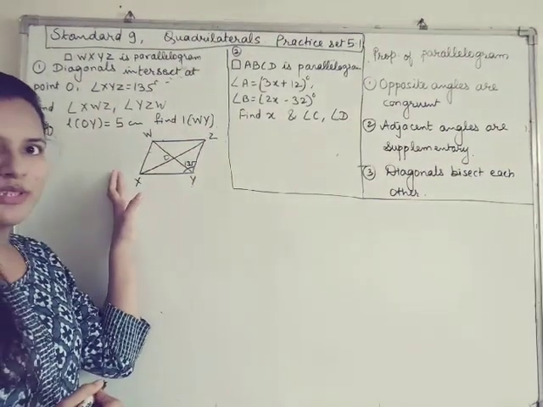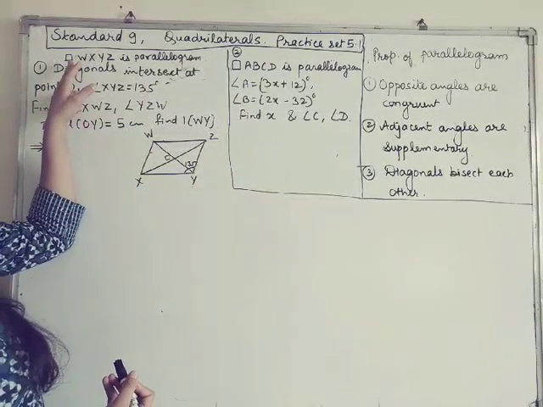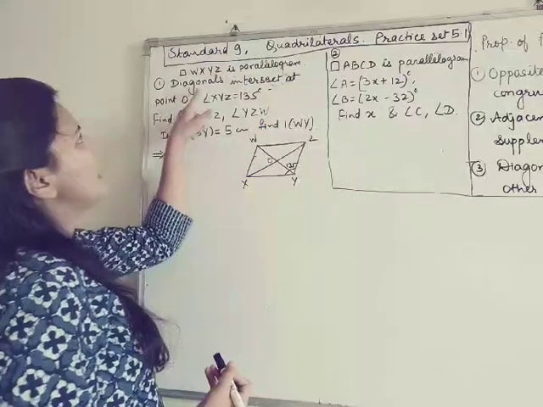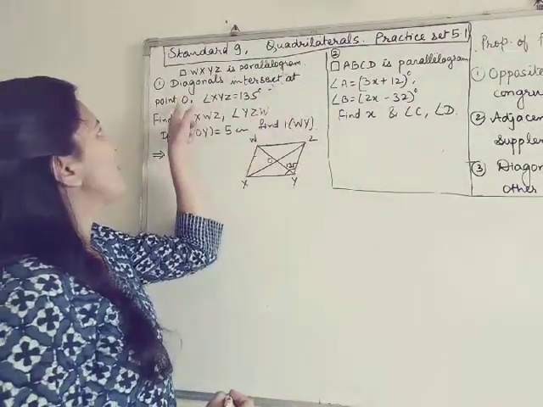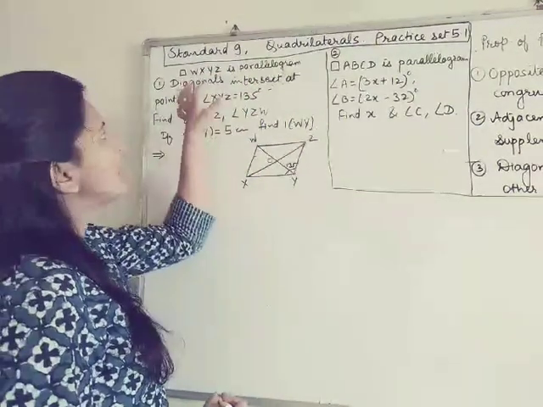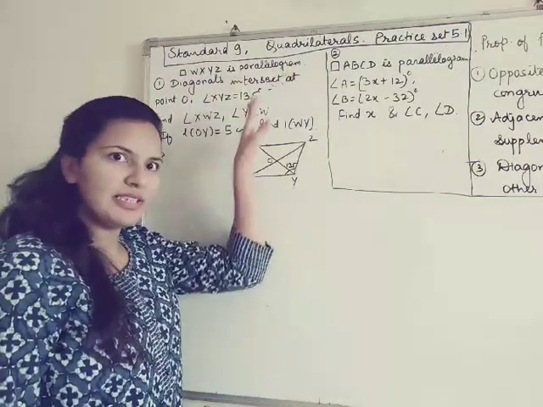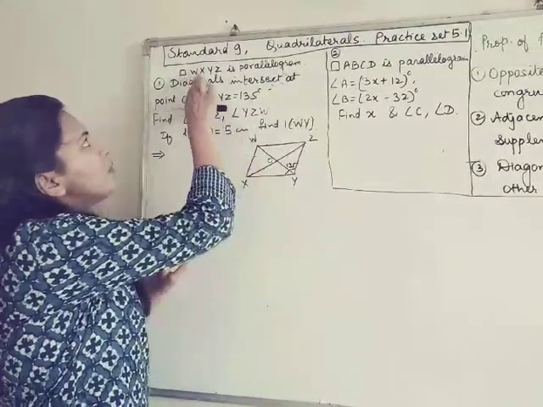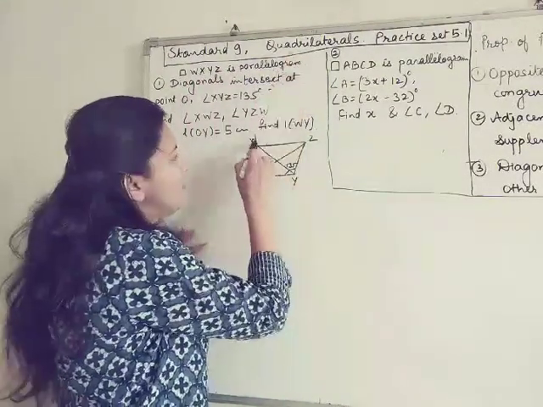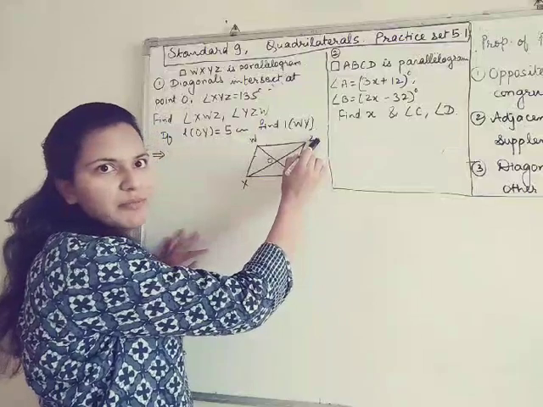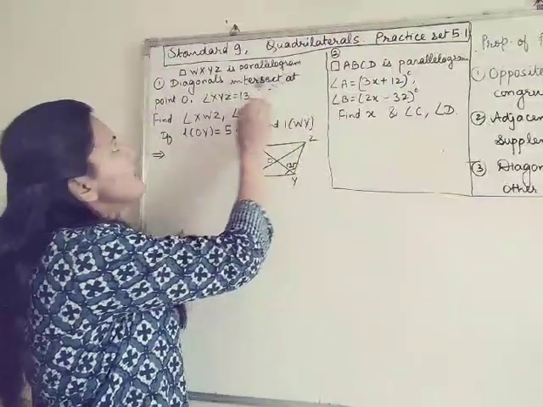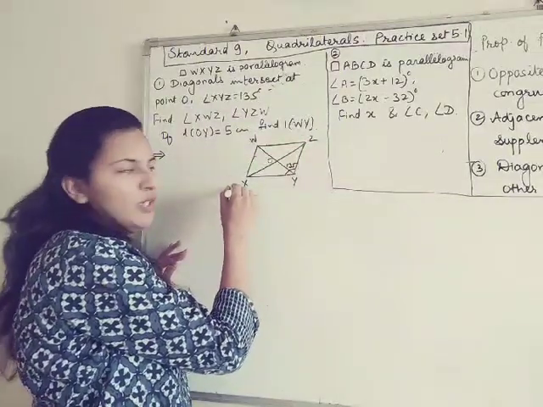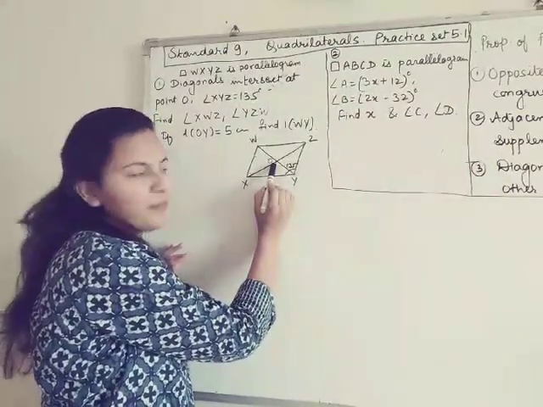I have written the problem here. WXYZ is a parallelogram. Diagonals intersect at point O. So while reading this first statement, we will draw the diagram in parallel as well. WXYZ is a parallelogram. Diagonals intersect at point O. So these are the diagonals of this parallelogram which intersect at point O.